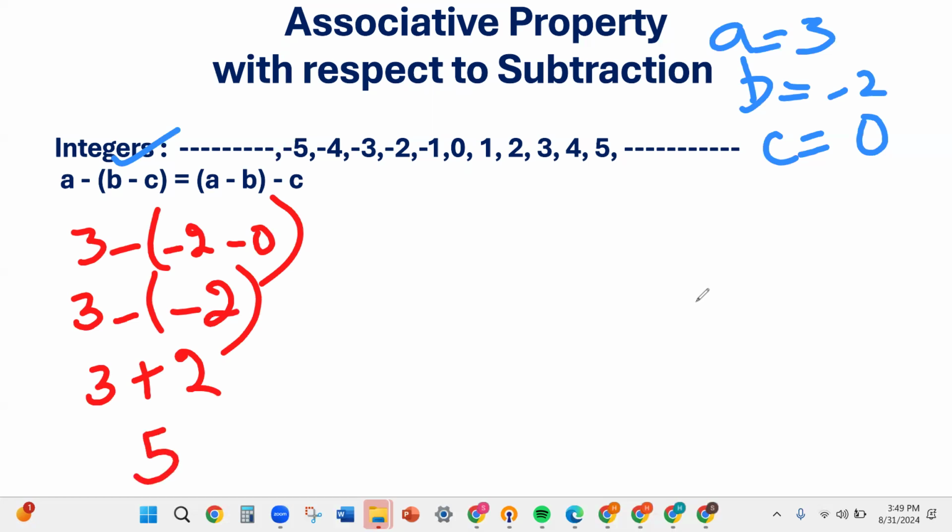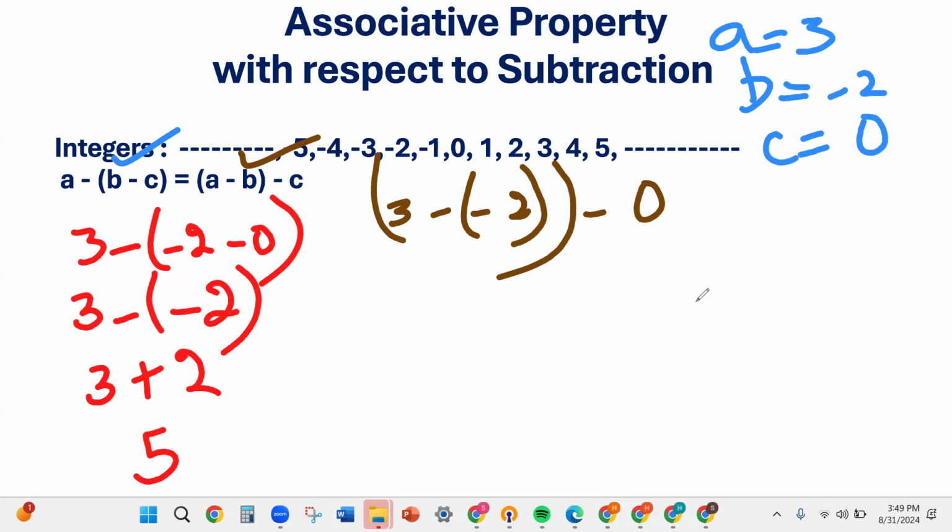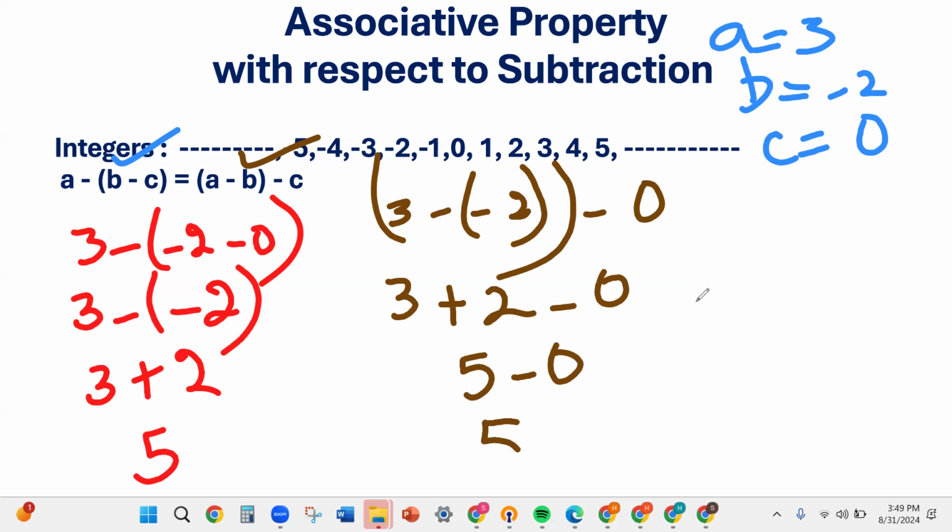Now we are substituting in the right-hand side. A is 3, B is minus 2, and C is 0. Minus into minus is plus. 5 minus 0 will give you 5. Right? This is true.